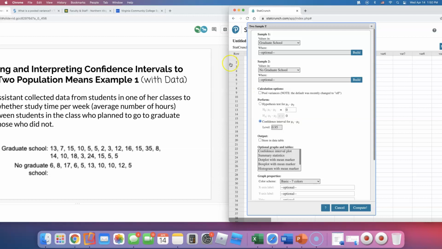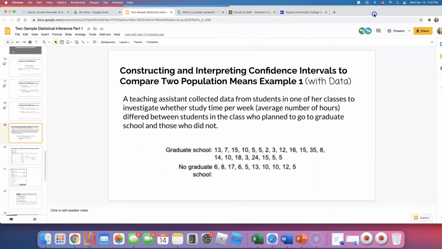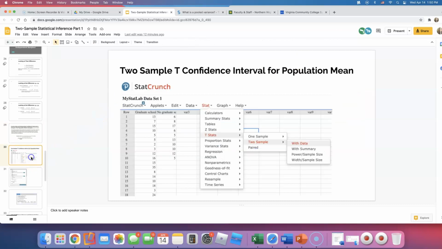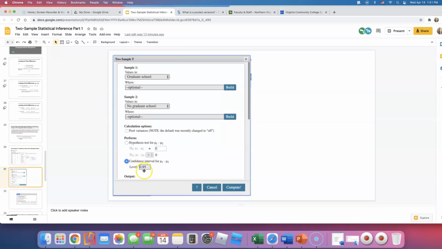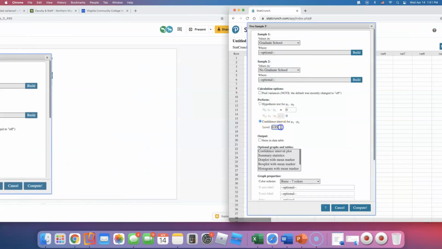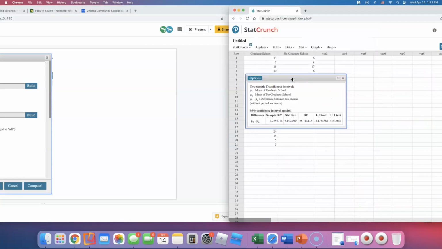Okay, what percent did they want? Did they want 95% or 99%? They didn't really say it. So I guess we can always go with 95%. That's the most common one. I think I did that last semester too, when I took a screenshot of this. 95%, it's a common one. Compute. And this is the table. And I will go ahead and copy this table.